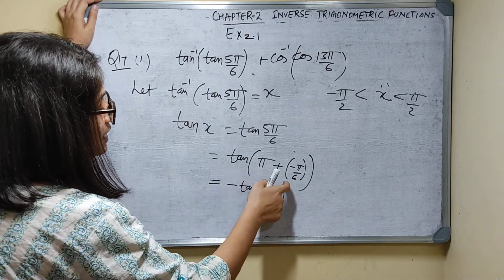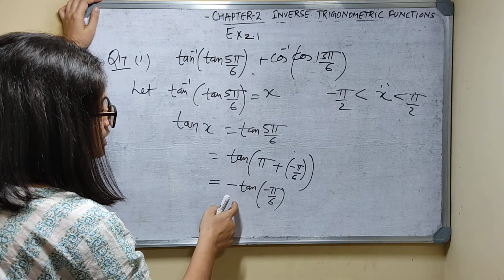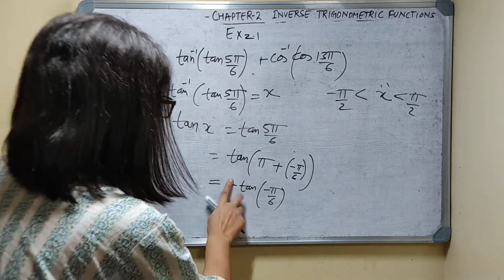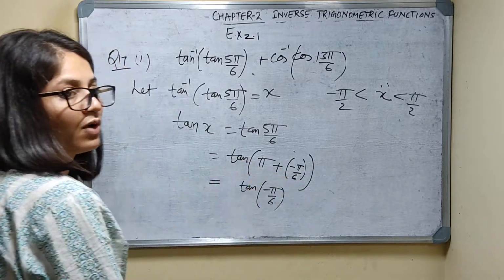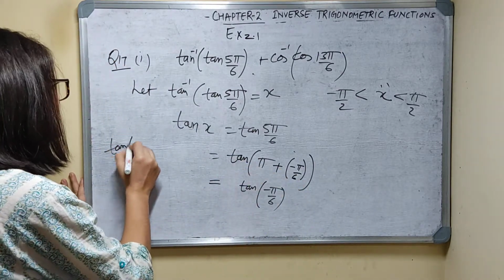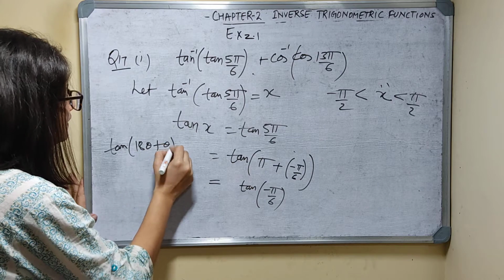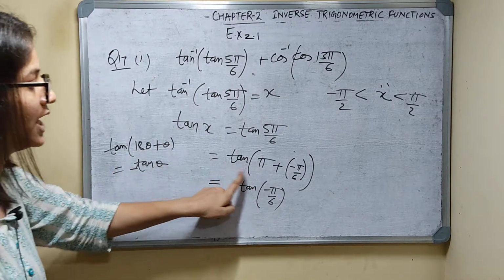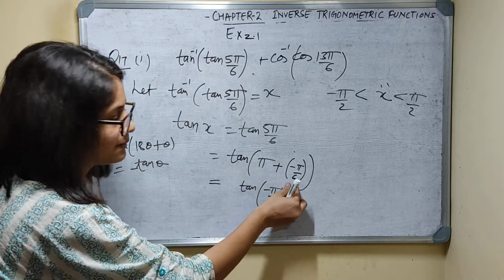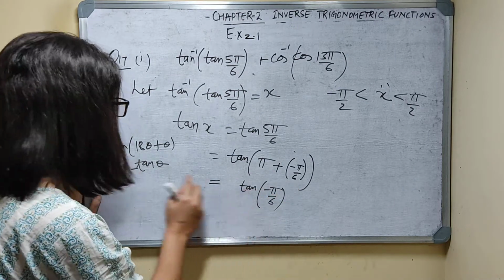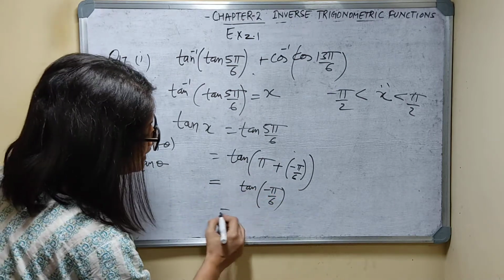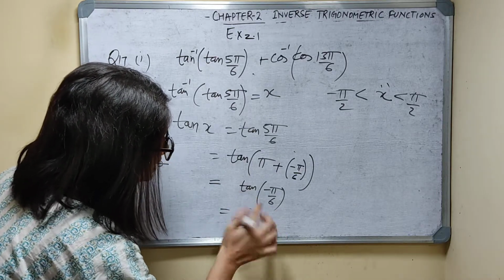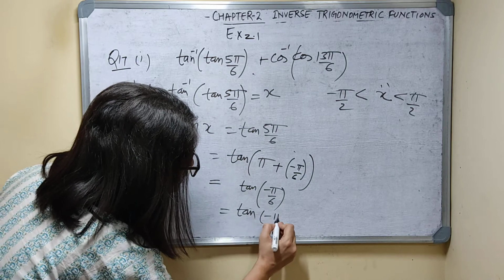Tan 180 plus theta is minus tan theta. Sorry. Tan 180 plus theta is what? Tan theta. Tan 180 plus theta is tan theta, it is not minus tan theta. So tan of minus pi by 6. And tan of minus theta is what? Minus tan. Or directly connect tan of minus pi by 6.